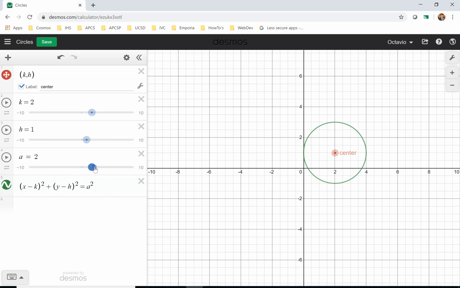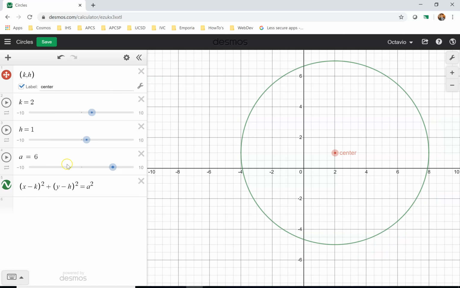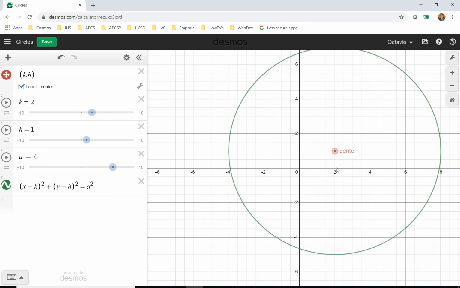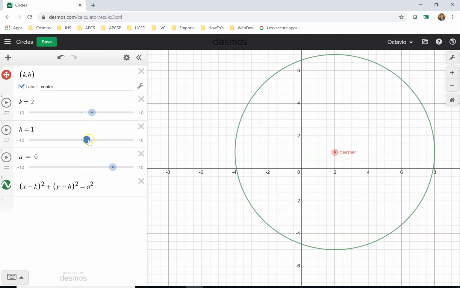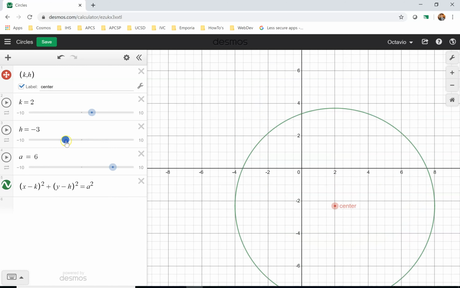And so if I increase a, it makes my circle bigger, right? That would be like 6 squared. 6 to the power of 2, that's 36. However, the radius is 6. If you count, it's 6 units. If I play with this, the h, it moves the circle up and down.